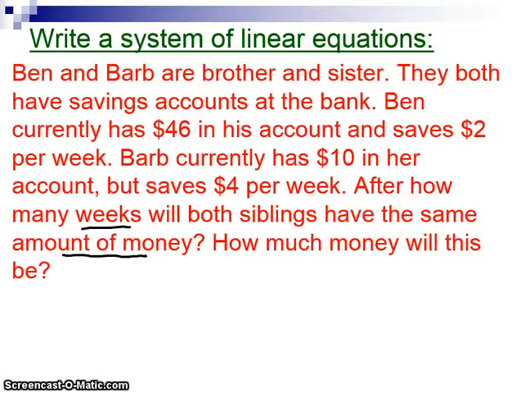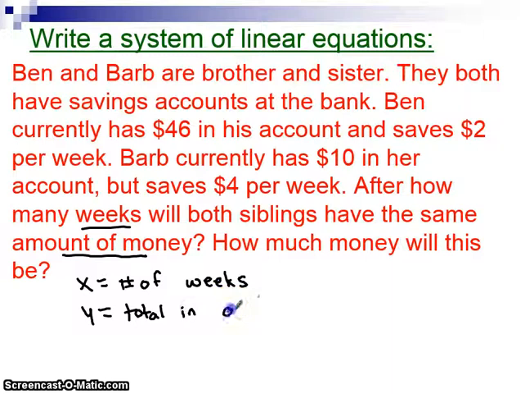To represent this situation, we first need to define our variables. X is going to be the number of weeks each person has been saving money, and Y is going to be the total in the account. Okay, we will have 2 equations, one for Ben and one for Barb.